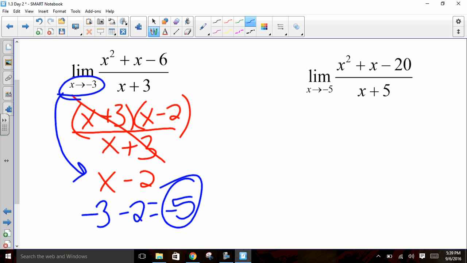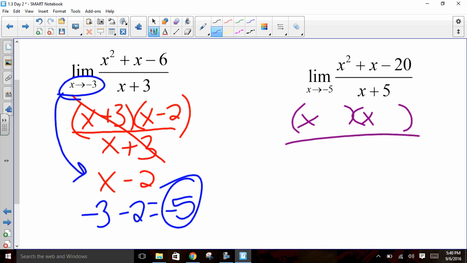So when I see fractions, or I see an expression involving multiple terms on top and bottom, I'm going to look to see if I can factor first. So first step always is going to be factoring. Alright, let's go ahead and look at the second problem.